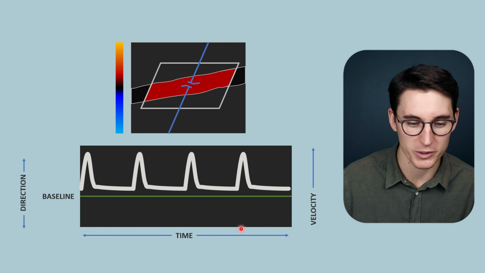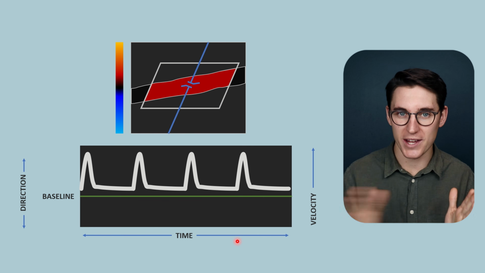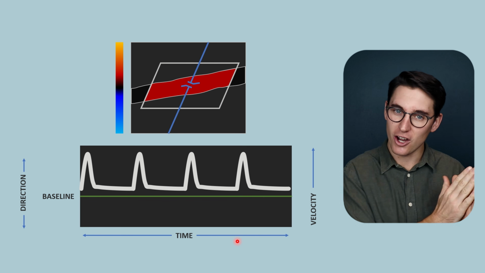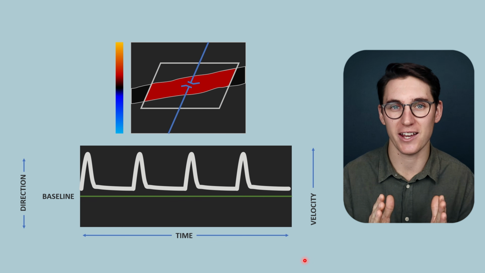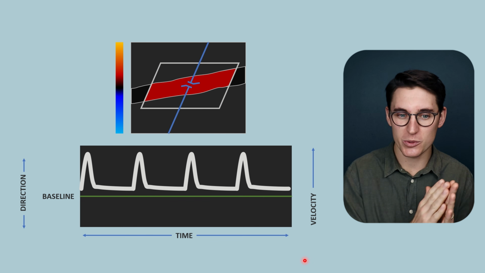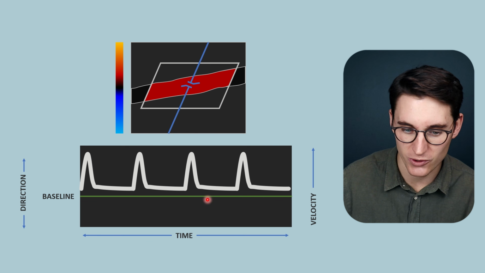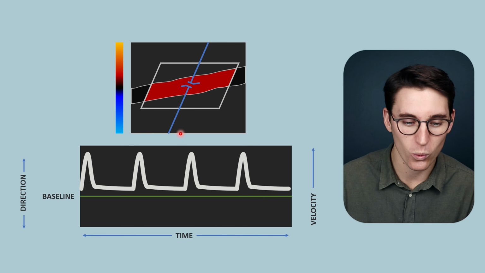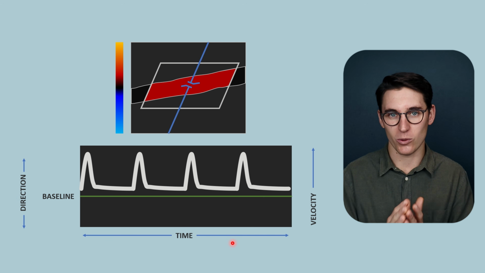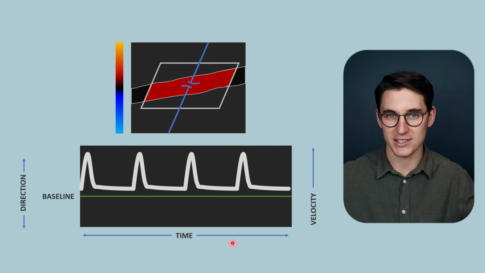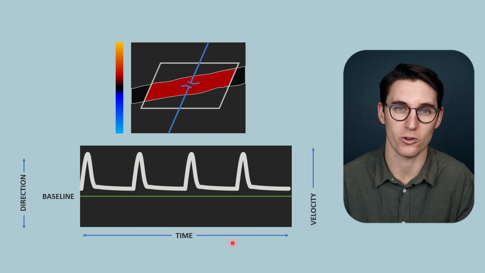Now, the spectral waveform is made up of two axes. The first axis is time. The spectral waveform is the change in velocity over a period of time. And on our machine, we can change the time scale, known as the sweep speed, in which we display that spectral waveform. Now, in this example, say this was representing 2 seconds of data, we could see that this patient's heart rate is 120 beats per minute. Now, we could change this to display 4 seconds of data or to display 1 second of data, and that will stretch and compress our spectral waveform accordingly.